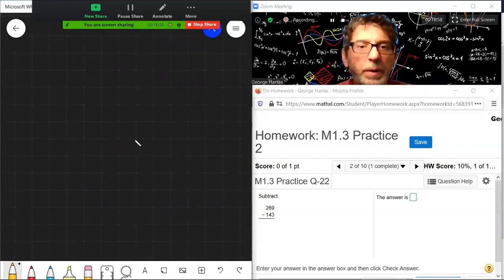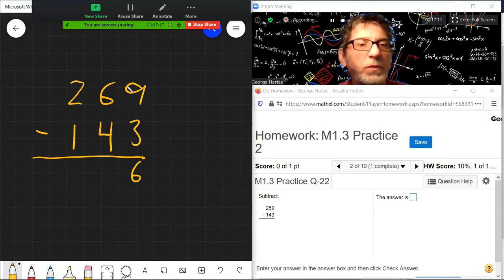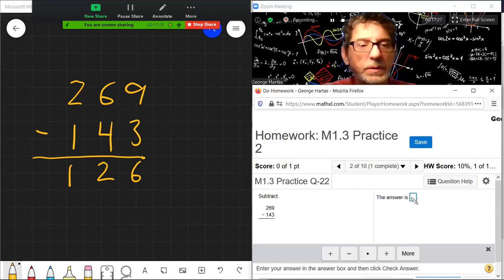We have a slightly bigger number, but it's the same technique. 2, 6, 9, 1, 4, 3. So we have 9 minus 3 is 6. 6 minus 4 is 2. And 2 minus 1 is 1. So 126 is our answer.